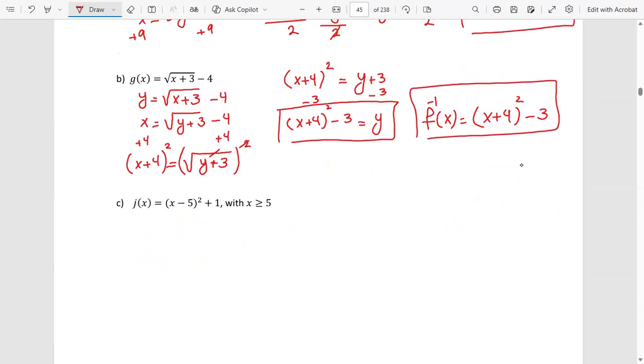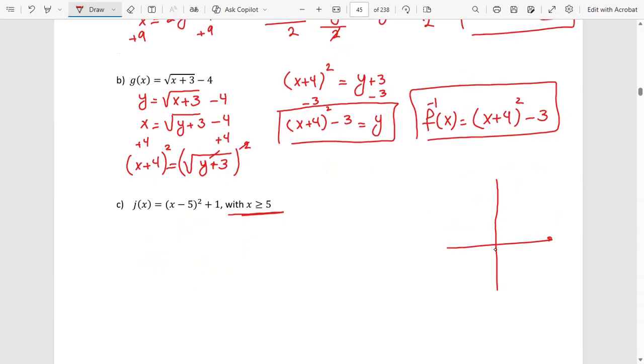And the last question, to find the inverse of this function. As you see in this function, it says x must be greater than or equal to 5. And the reason for that is if you graph this function with a graphing calculator, you will see that the graph is something like this. And this is not a one-to-one function, because if you draw any horizontal line, it will cross at 2 points instead of 1 point.